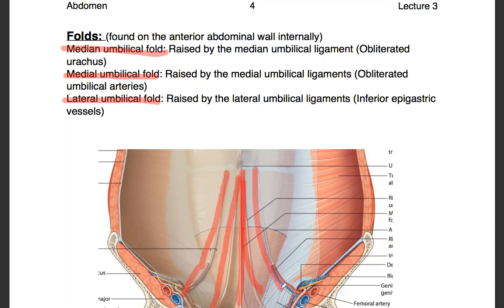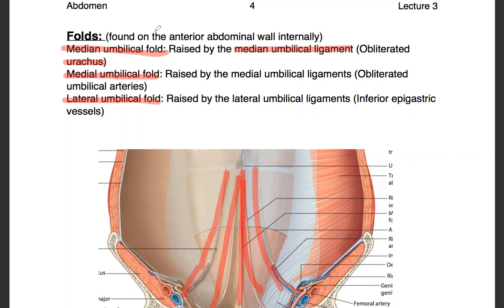Later you're supposed to know what structure forms each fold. The median is the single one. It's formed by the median umbilical ligament, which is basically an obliterated urachus. The urachus is a structure in the embryo connecting the bladder with the umbilicus. So it's in the embryo, the urachus. In the adult, you've got the median umbilical fold.